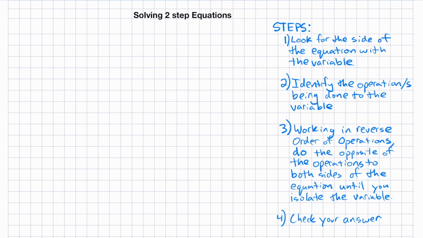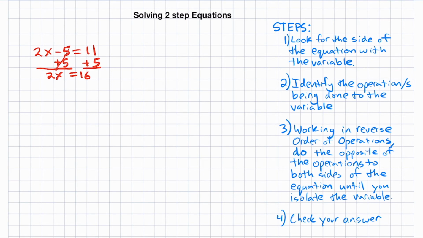So let's say we had something like 2x minus 5 equals 11. If we're solving that following this process, we look for the side with the variable. It's the left side. We identify the operations being done. x is being multiplied by 2 and has 5 being subtracted from it. So I'm going to go reverse order of operations, which means subtraction first. I'm going to do the opposite of subtracting 5 to both sides of my equation. That'll cancel out the 5s and leave me with just 2x. And 11 plus 5 will give me 16.